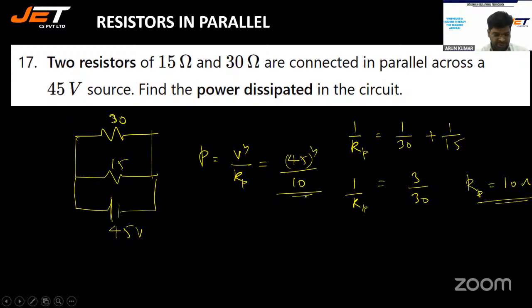Yes, Rp is 10. Raju is correct. Rp is 10. Yeah, he's not asking the current, students. Venkatesh, your current is correct, but he's not asking the current. Jerry, Vinay, Ramu, Rehan, he's not asking the current. He's asking the power dissipated. You're not listening to the question. You're not reading the question. You're telling me the current is correct, but he's asking the power dissipated in the whole circuit. All right, so this is the power dissipated.